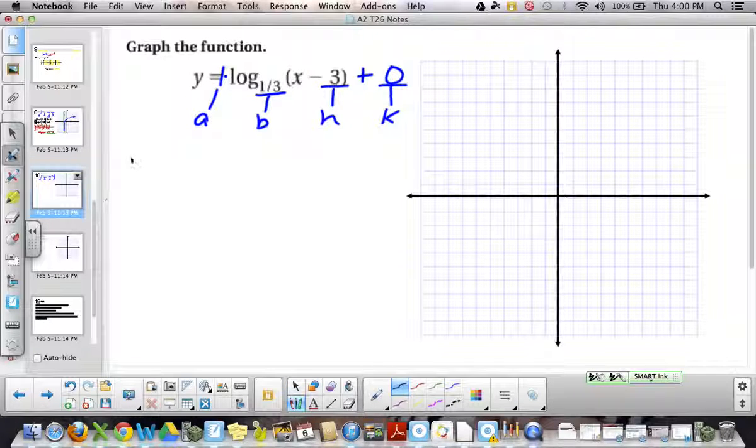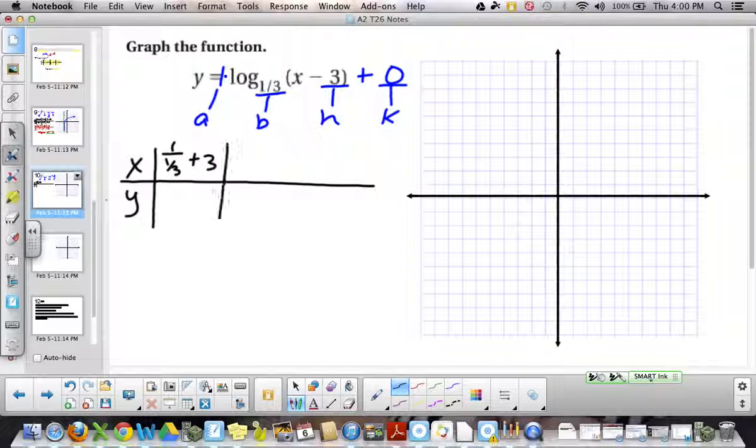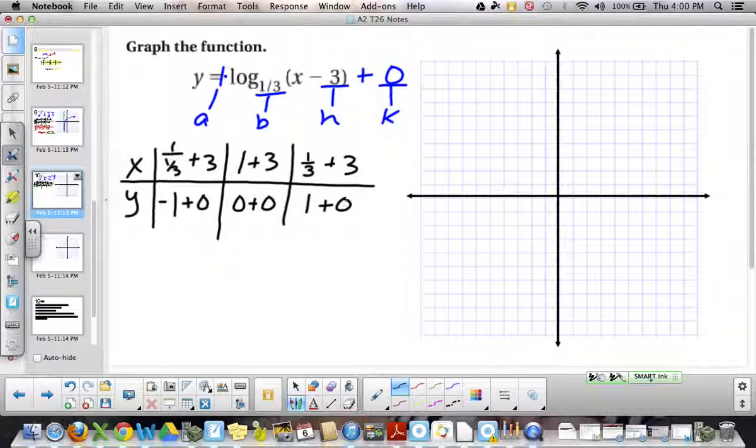So, coming up with our points that we want to plot. Start with A divided by B, so 1 divided by 1/3, and then add H to that, so plus 3. Then A plus H. And then A times B, so 1 times 1/3 will be 1/3 plus 3. Our y coordinates start with -1, add 0, then 0 plus 0, and 1 plus 0.